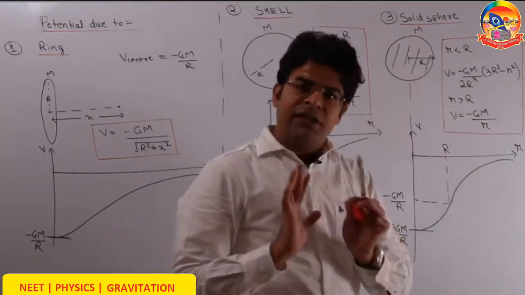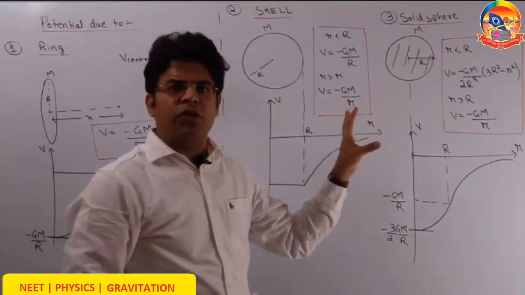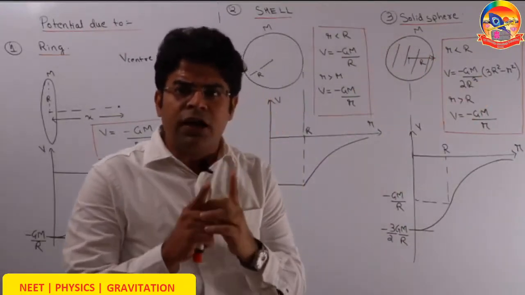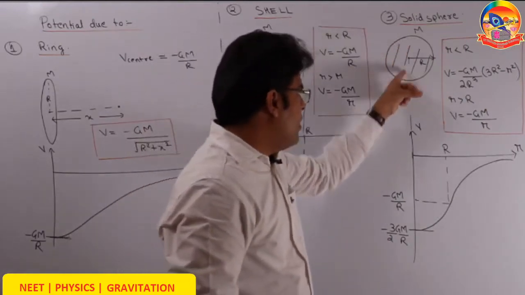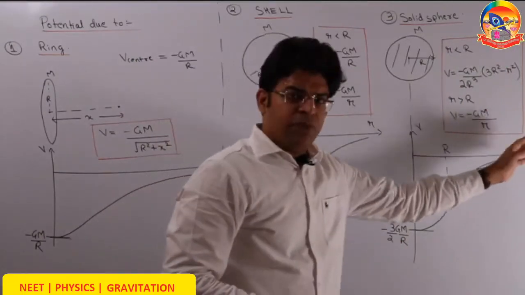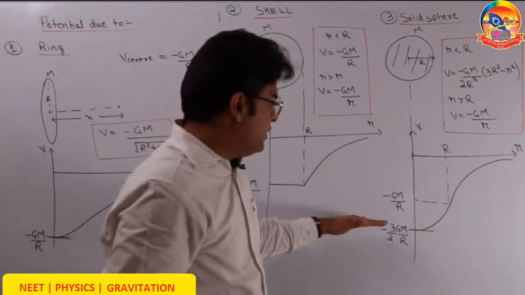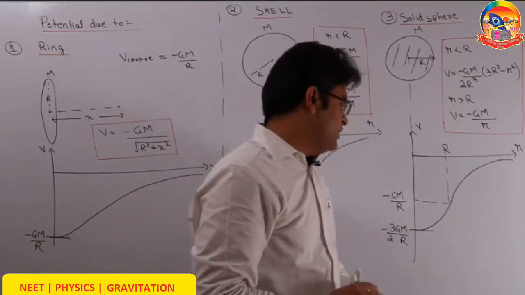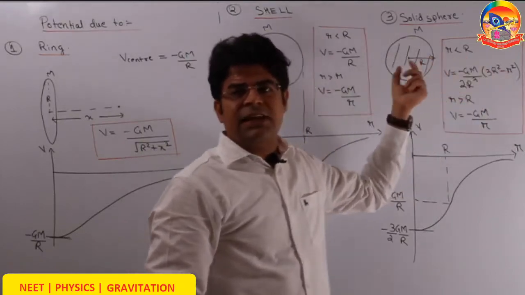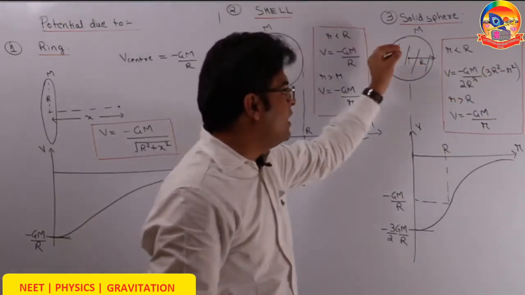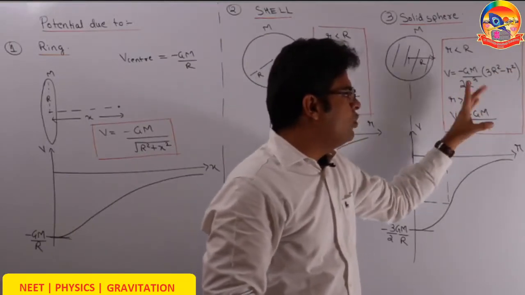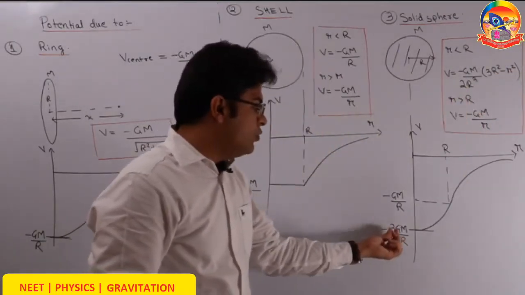For outside points, it's still good. For an outside point, again you can assume the entire mass to be present at the center, and simply minus GM by r. If we plot the graph of potential versus distance from the center for a solid sphere, as the distance increases, potential's magnitude first decreases and then further decreases. If I substitute r equals 0, that is at the center, this quantity becomes 0, so minus GM into 3R square upon 2R cube becomes minus 3 by 2 GM by R.